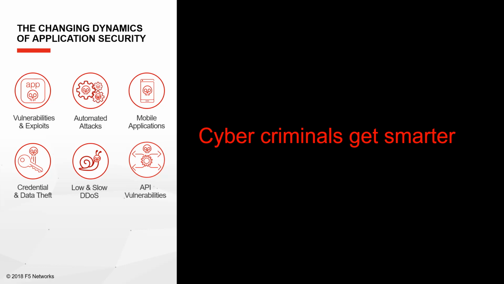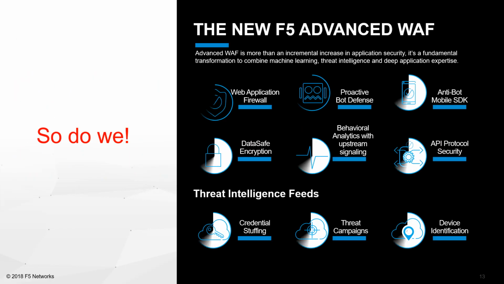Cyber criminals make more and more use of credential and data theft. They also make use of DDoS attacks that can stay under the radar, which we call low and slow DDoS attacks. And last but not least, cyber criminals make use of a lot of API vulnerabilities, because applications are very often now split up in multiple parts, or applications make use of information from other applications, and the way these applications communicate with each other is by means of APIs, application programming interfaces, and cybercriminals abuse that. So if cybercriminals get smarter, we have to get smarter as well, and we do.